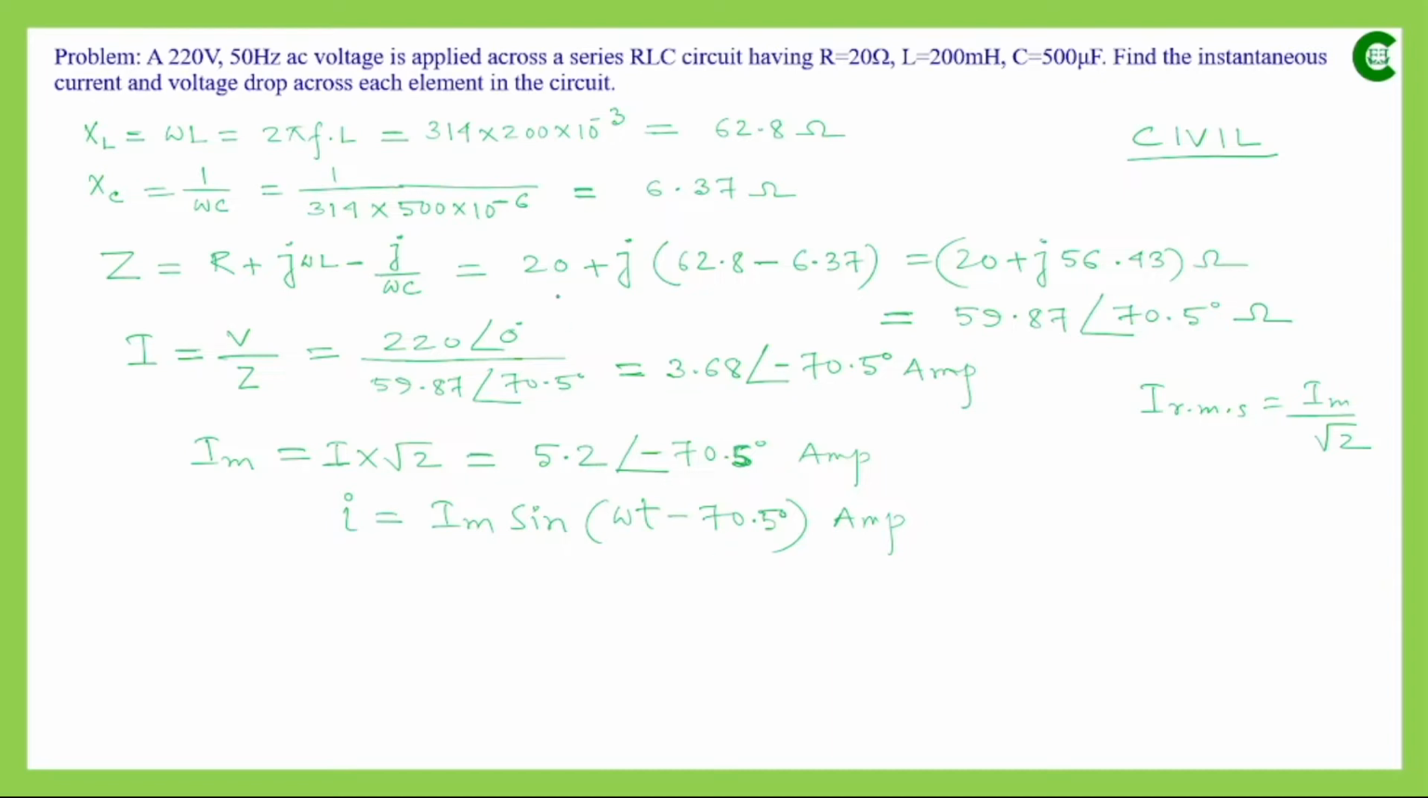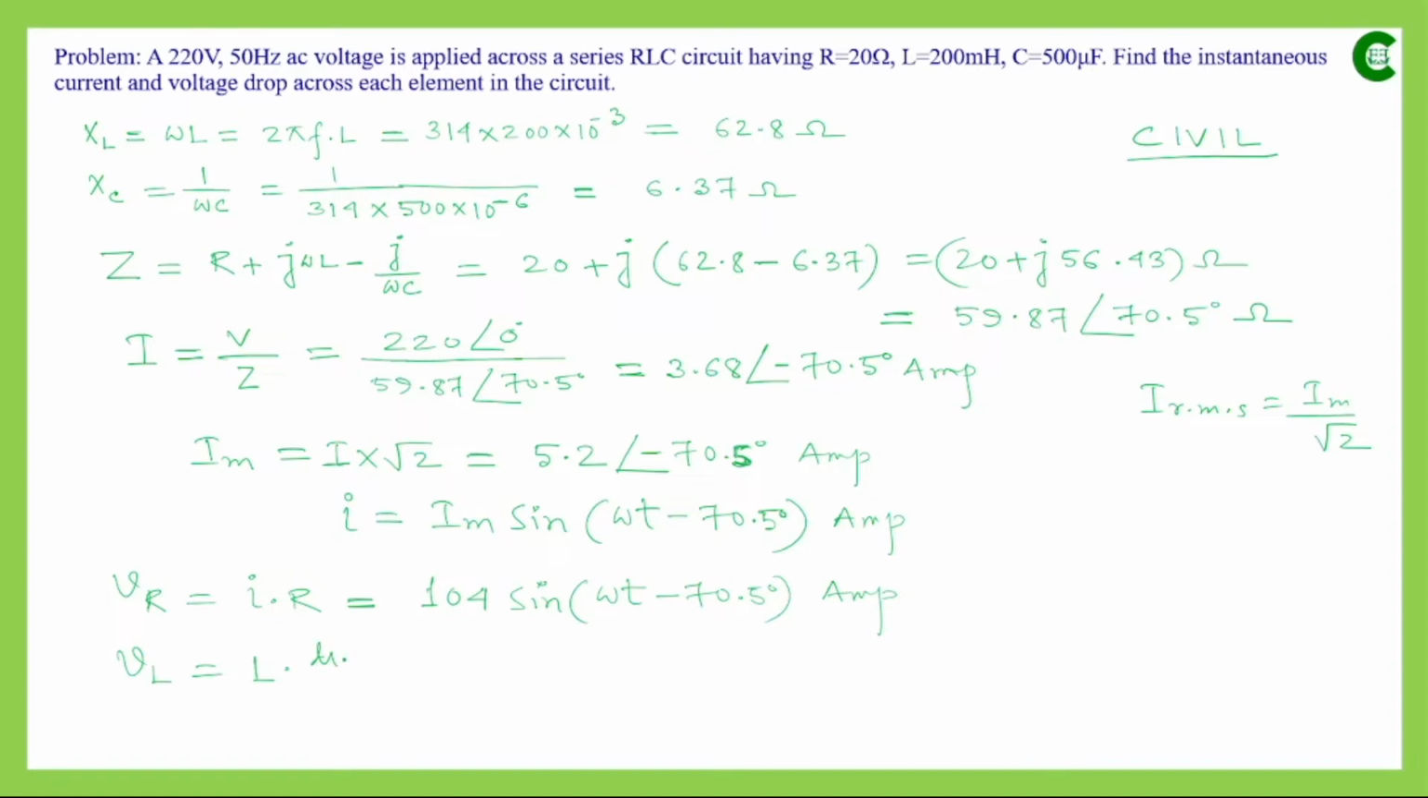Now the next thing that we have to obtain is the voltage drop across each element. VR we can easily find, because it will be simply the current multiplied by the resistance value, and they will be in the same phase as we already know. So Im, that value is 5.2, and if we multiply it by the resistance value 20, then finally it will give us a value like 104 sin(ωt minus 70.5 degrees).